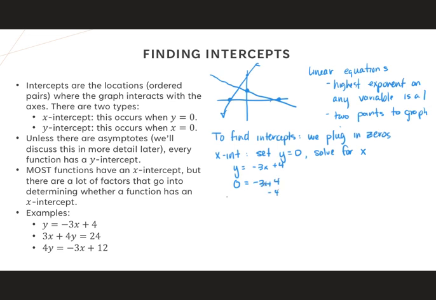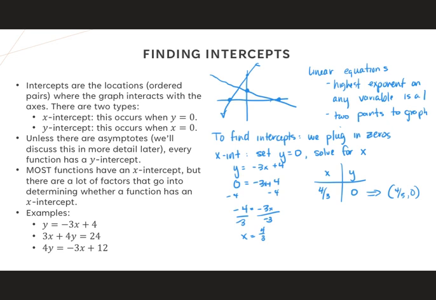So we're going to subtract 4 from each side. So negative 4 is negative 3x. I'm going to divide by negative 3. So x is 4/3. And that means x is 4/3, y is 0. So if I were to put that in a table, right, x is 4/3, y is 0, and that's going to become the point 4/3, comma 0.